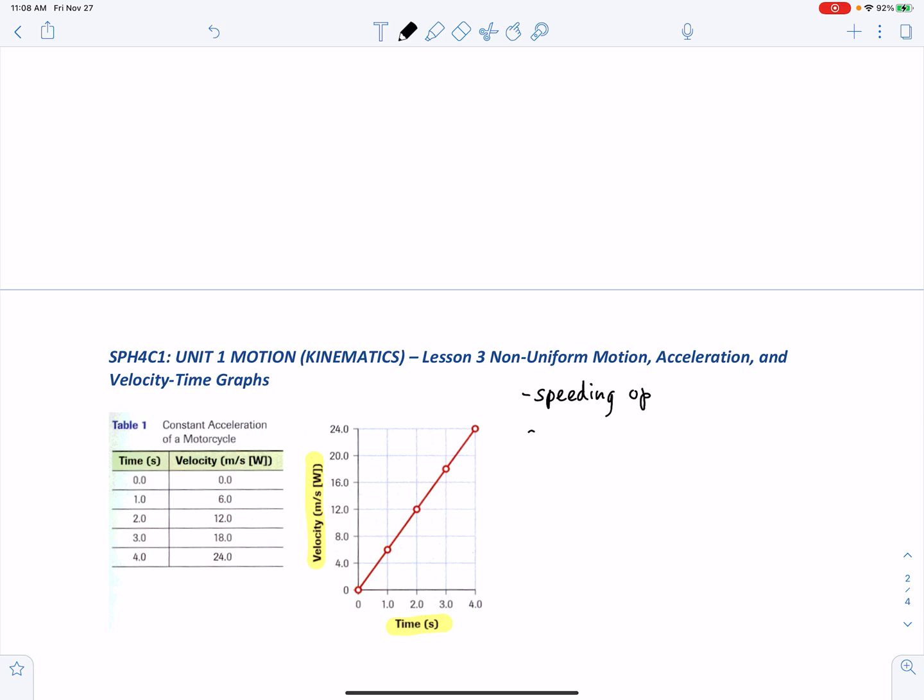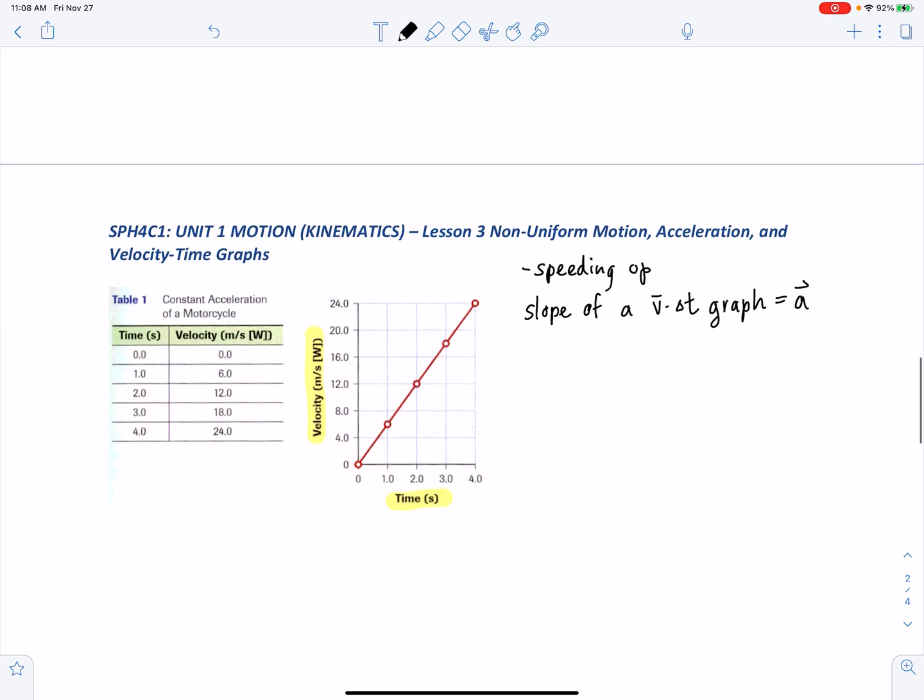And we know that the slope of a velocity time graph is equal to the acceleration of an object. So we can find the slope of this graph, delta y over delta x. Since the y-axis is velocity, we have delta v, and the x-axis is time, we have delta t. So we pick any 2 points and we do v final minus v initial divided by delta t.